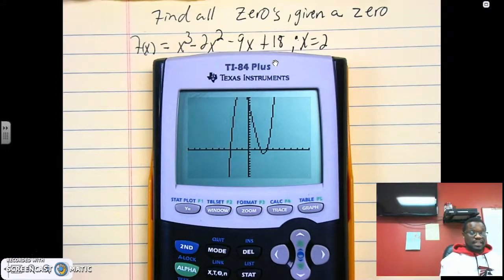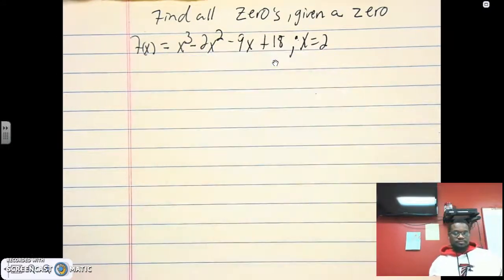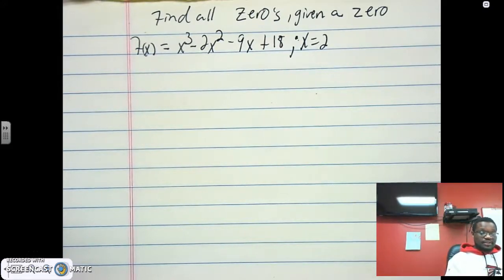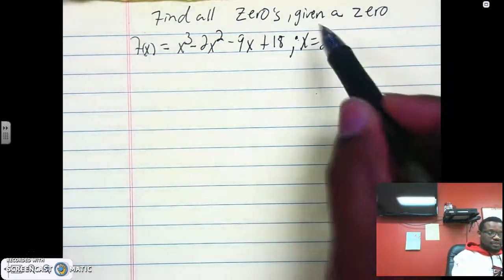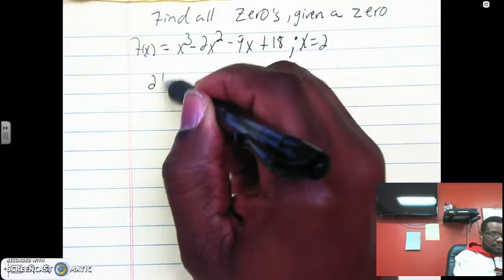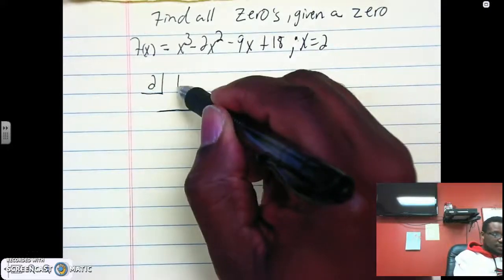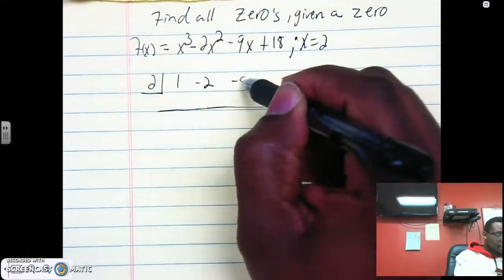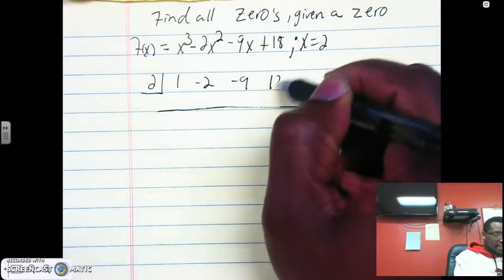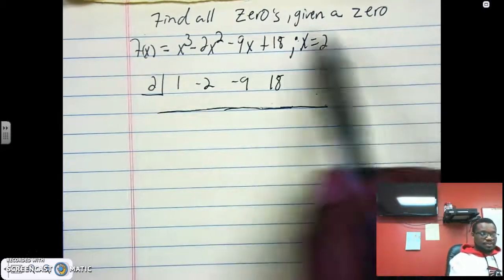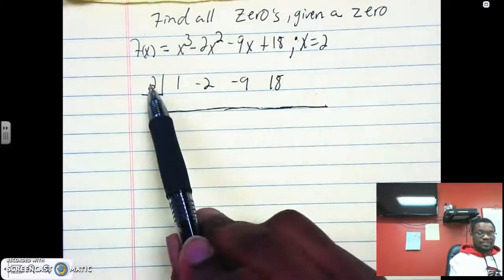Okay? And so if I give you one, this is going to be the procedure. All right. So it's going to bring back some old stuff that we've talked about. If I give you a zero and it looks like this, I'm going to take that and set up this. This should look familiar to you. And I'm going to say 1, -2, -9, and 18. What am I doing? I'm setting up synthetic division here. I'm going to set up synthetic division to see what I get whenever I put 2 in. Notice I didn't change the sign of 2.